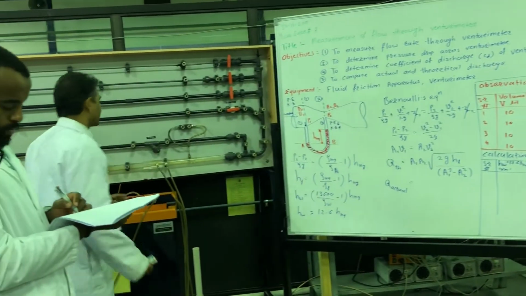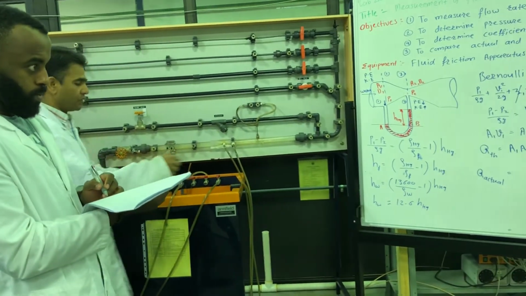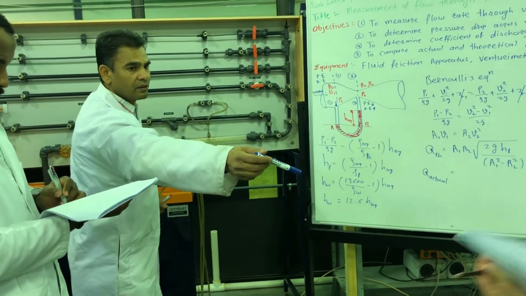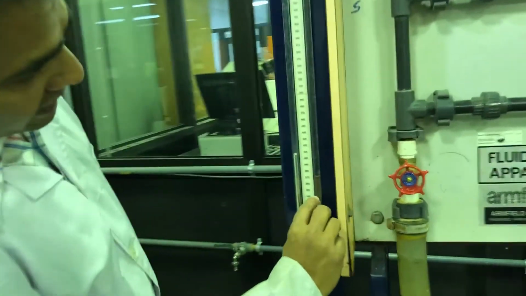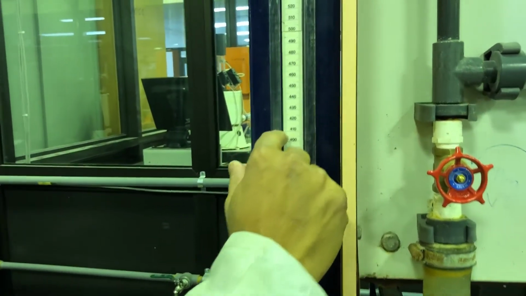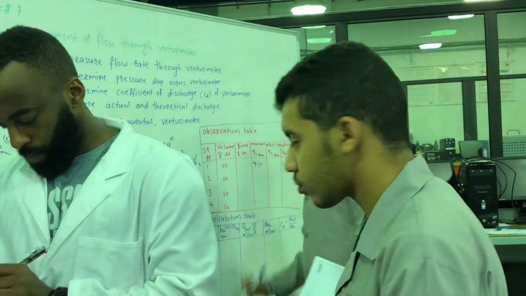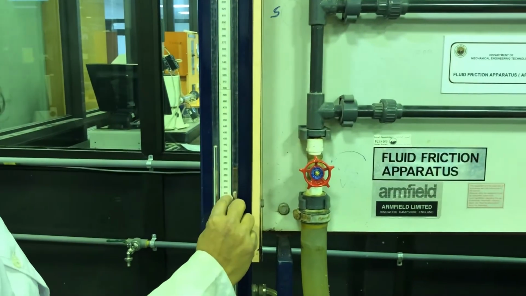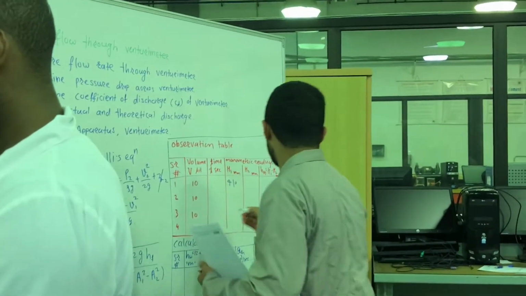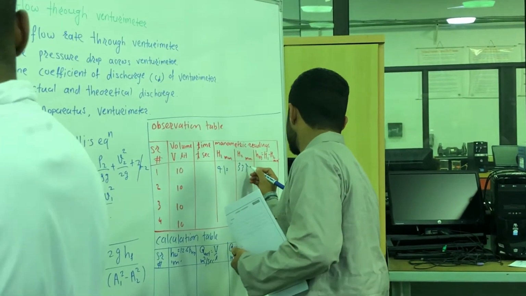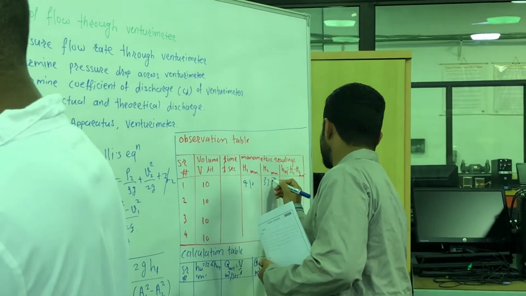So we'll record the readings. First readings we will record. So can you write there? Come, H1. Get it back. So record the H1. H1 is higher and it is 410. So write 410. Okay. H2 is 334. Now H1, H2 done.